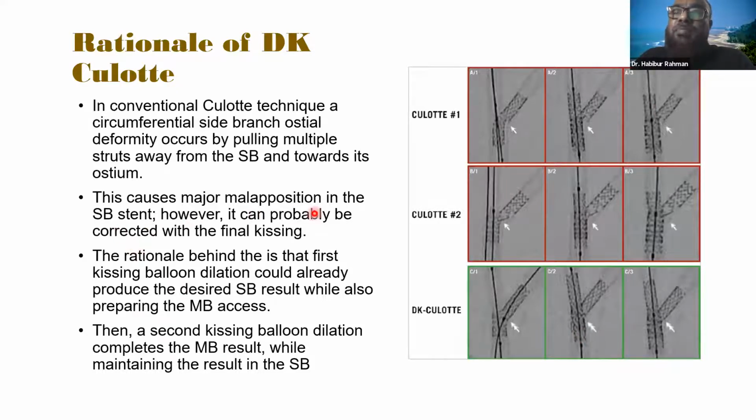This causes major malposition in the side branch strand. However, it can probably be corrected with final kissing. The rationale is that the first kissing balloon dilatation could already produce the desired side branch result while preparing the main branch axis. Then a second kissing balloon dilatation completes the main branch result while maintaining the result in the side branch. This is the rationale behind DK Culotte.